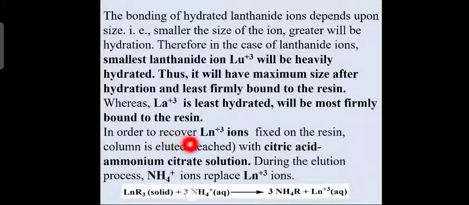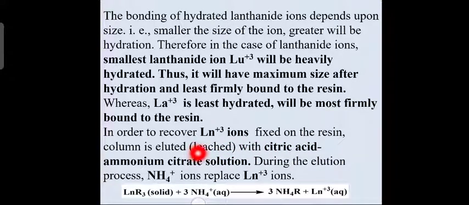In order to recover lanthanide ions fixed on the resin, the column is eluted. Now the resin column is eluted. Eluted means leached, or in simple words, washed. It is washed with citric acid. So citric acid is added to the column, and then ammonium citrate solution. A mixture of citric acid and ammonium citrate solution is added.